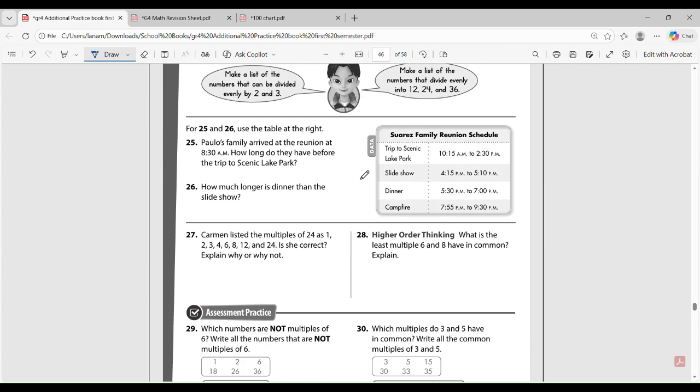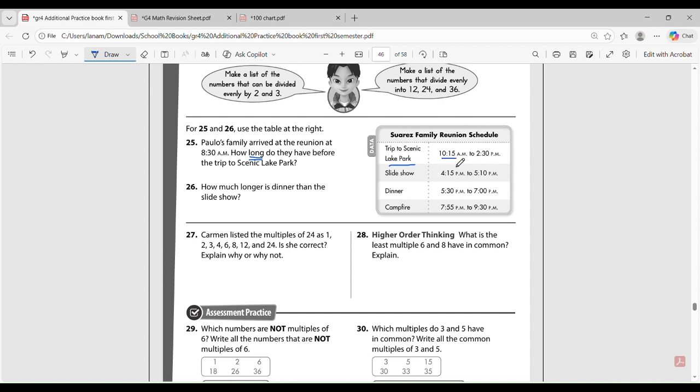Now in questions 25 and 26, use the table at the right. 25. Paolo's family arrived at the reunion at 8:30 a.m. How long do they have before the trip to Scenic Lake Park? So here, how long? So we're asking about the duration of time. Now the trip to the Scenic Lake Park took place from 10:15 until 2:30.